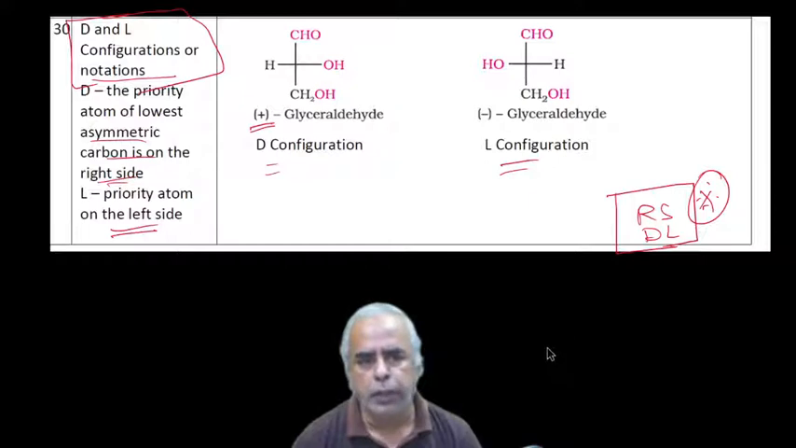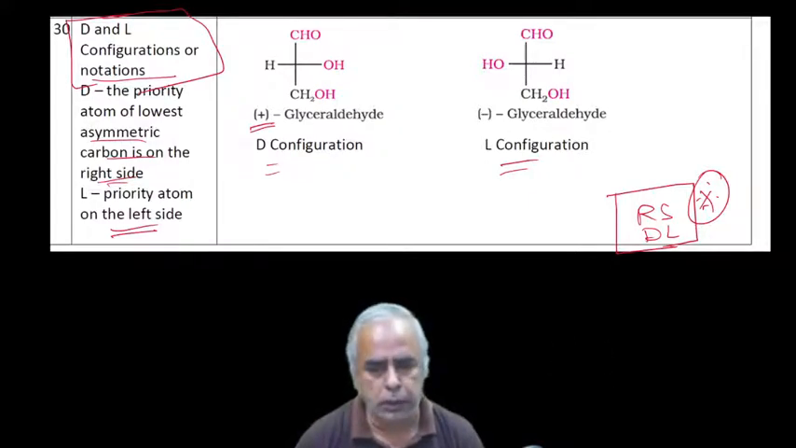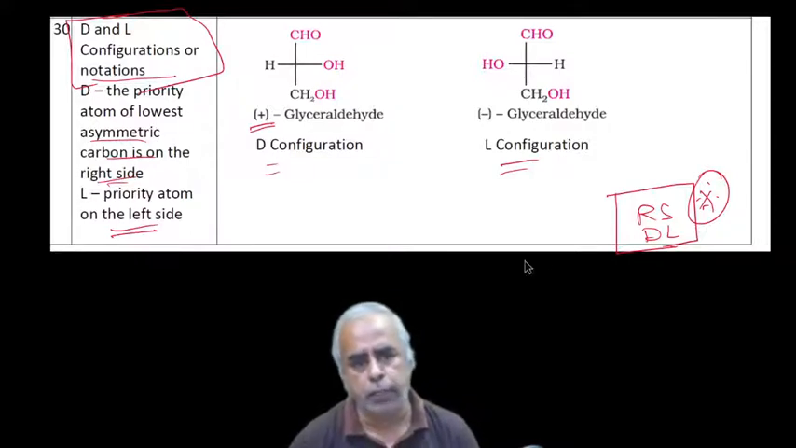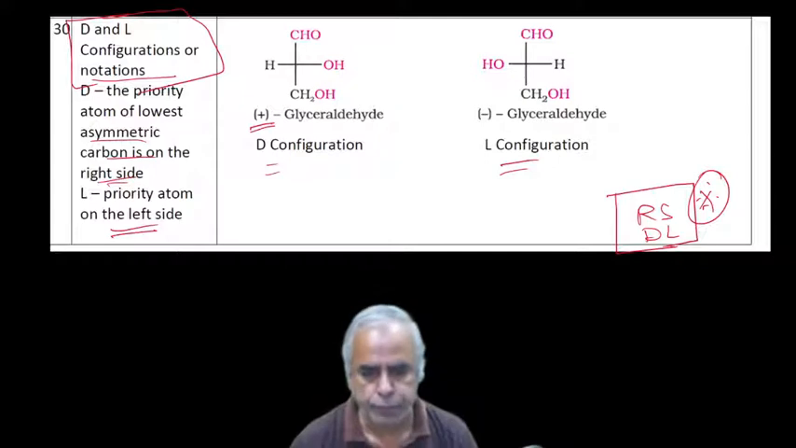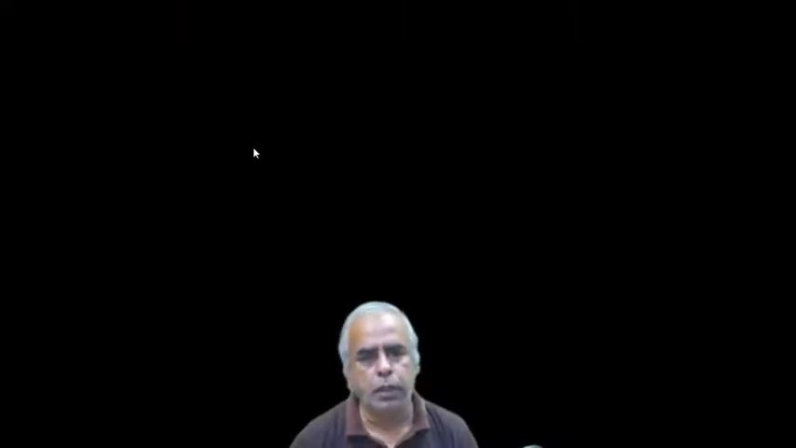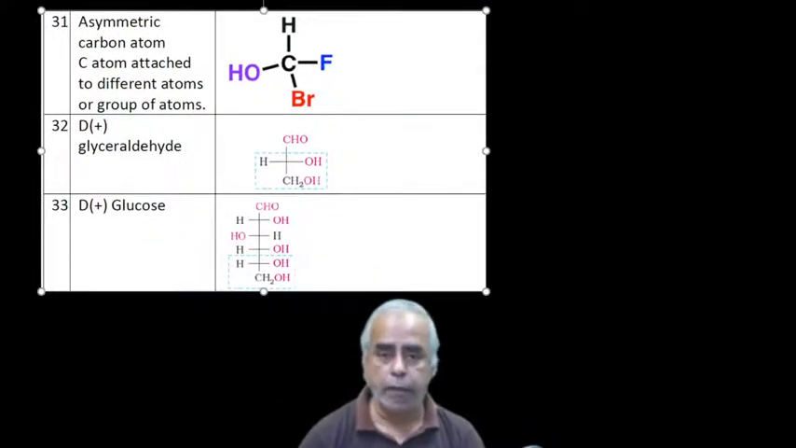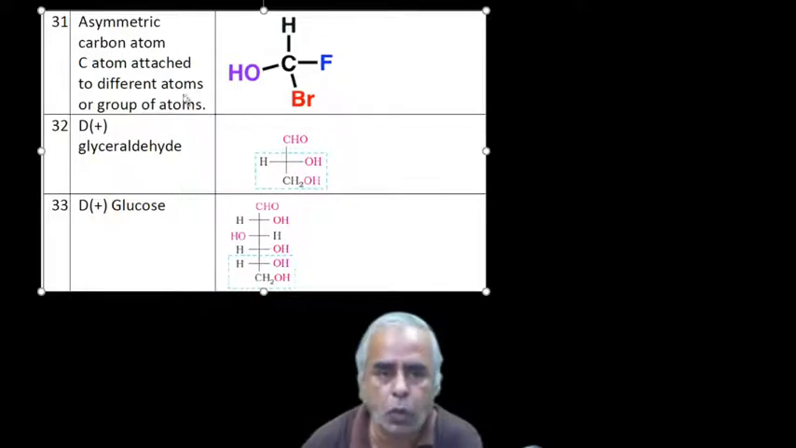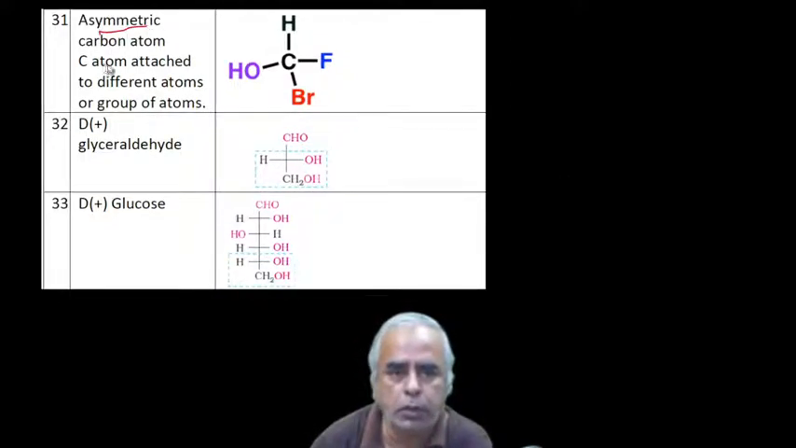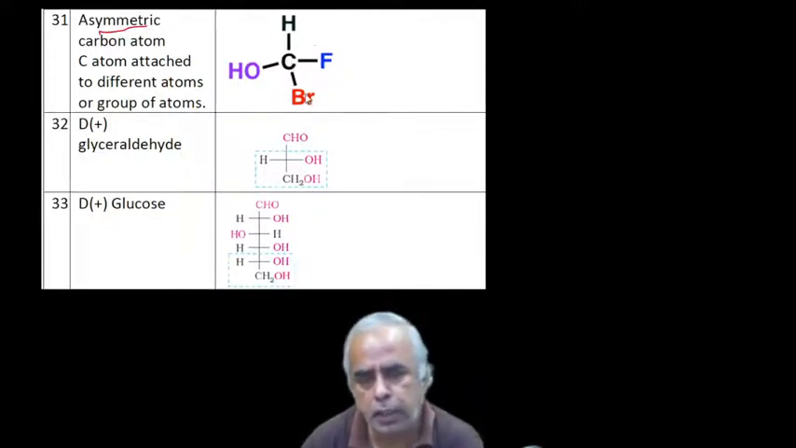Right, now let me explain about this. First of all, we should know something about the asymmetric carbon atom before discussing all these things. Take down: what is an asymmetric carbon atom? The carbon atom attached to different atoms or groups of atoms can be called an asymmetric carbon atom or the chiral carbon atom.